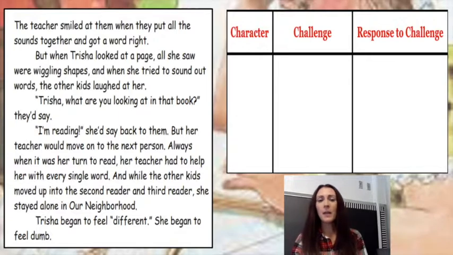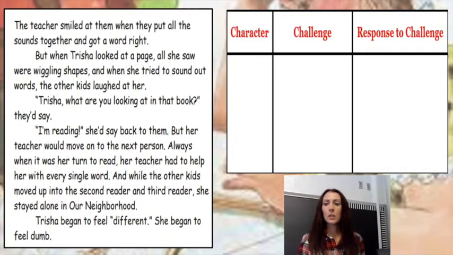The teacher smiled at them when they put all the sounds together and got a word right. But when Trisha looked at a page, all she saw were wiggling shapes. And when she tried to sound out words, the other kids laughed at her. "Trisha, what are you looking at in that book?" they'd say. "I'm reading," she'd say back to them. But her teacher would move on to the next person. Always when it was her turn to read, her teacher had to help her with every single word. And while the other kids moved up into the second reader and the third reader, she stayed alone in our neighborhood. Trisha began to feel different. She began to feel dumb.